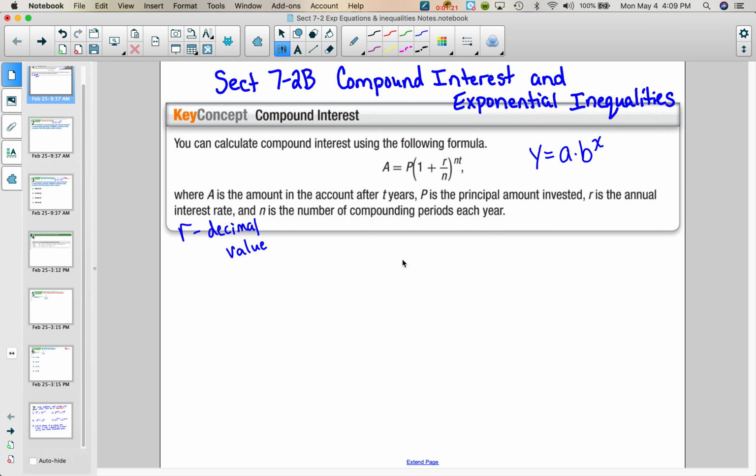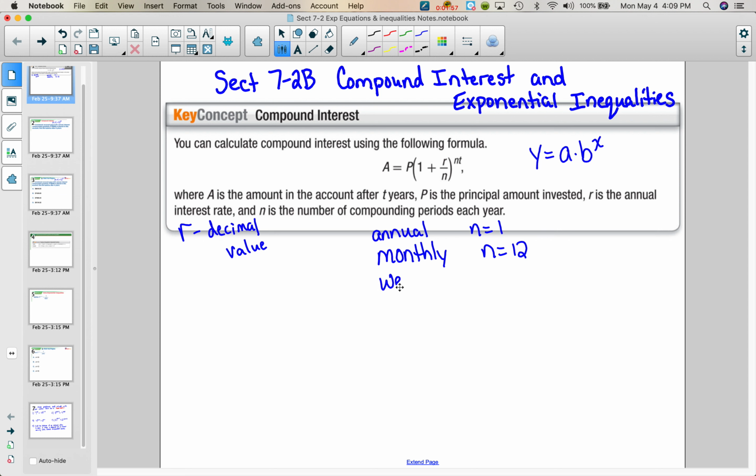So some typical ones, if you compound monthly, then N equals 12. And what that means is at the end of the month, your bank would calculate how much interest you earned, and then they would put that into your account. So now you have more money, and then you would gain a little bit more interest the next month. You can have annual interest, kind of thought of as simple interest, and that would be N equals 1. So it would only be compounded one time during the year.